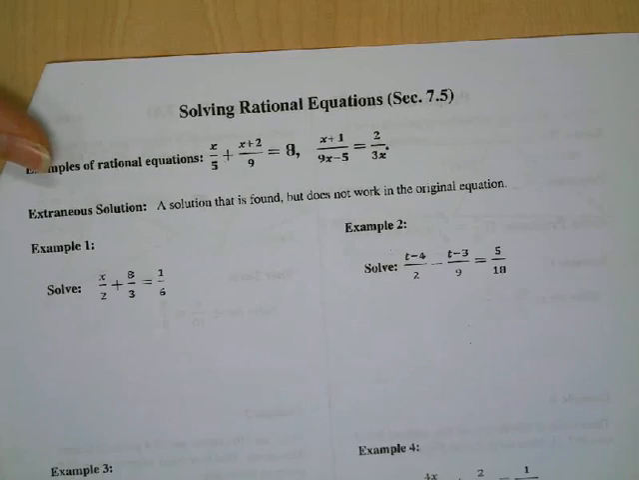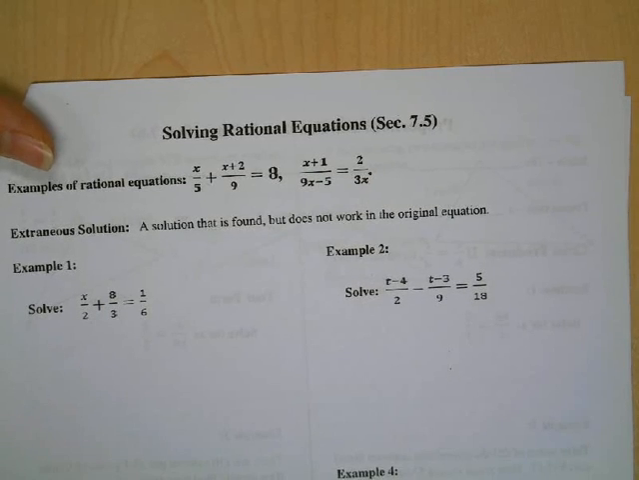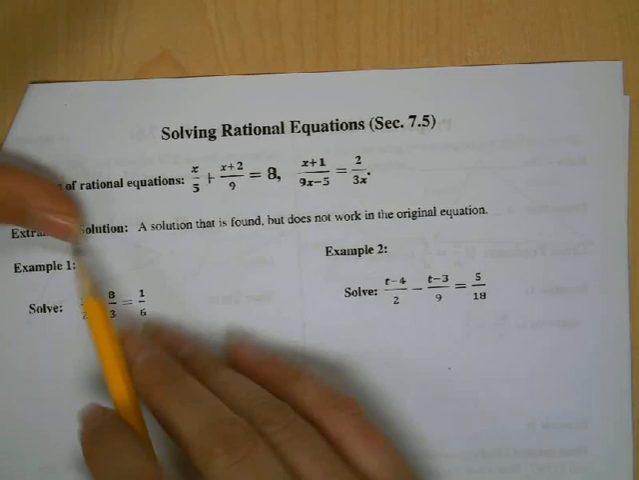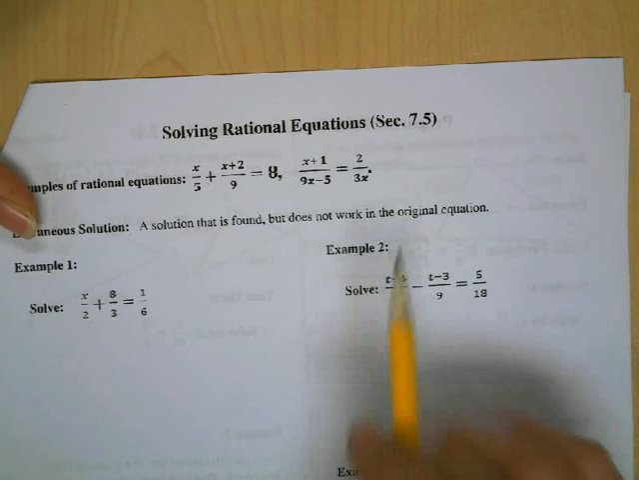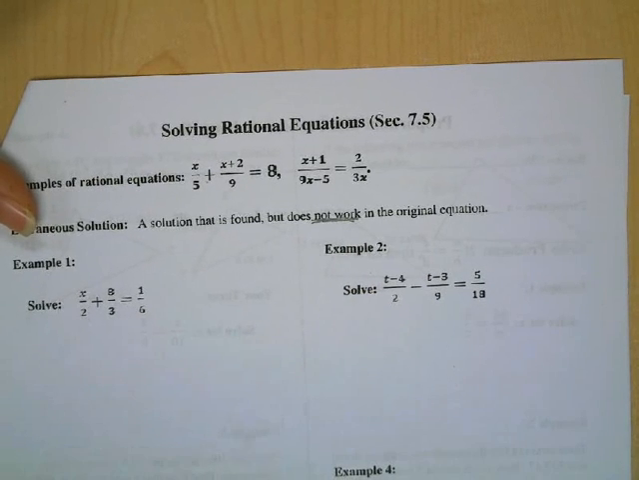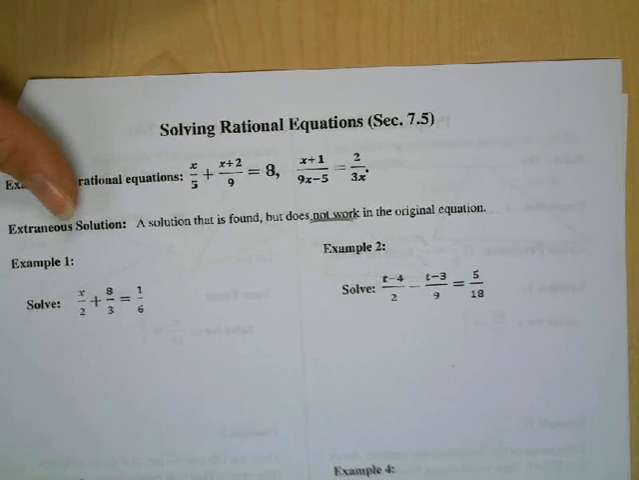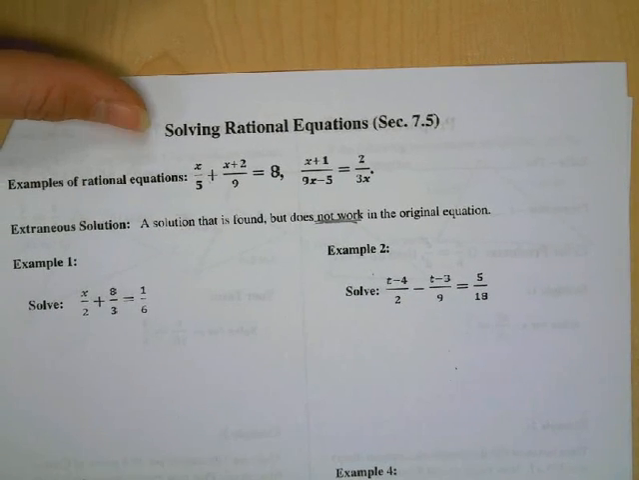Okay, we're going to have something that comes up called extraneous solutions. This is something we have seen before. Okay, but an extraneous solution is a solution that is found but does not work in the original equation. So on these ones, you have to check. There is no maybe or kinda or something like that. You absolutely have to check these because you can get solutions that are actually not solutions at all, and we call those extraneous solutions.